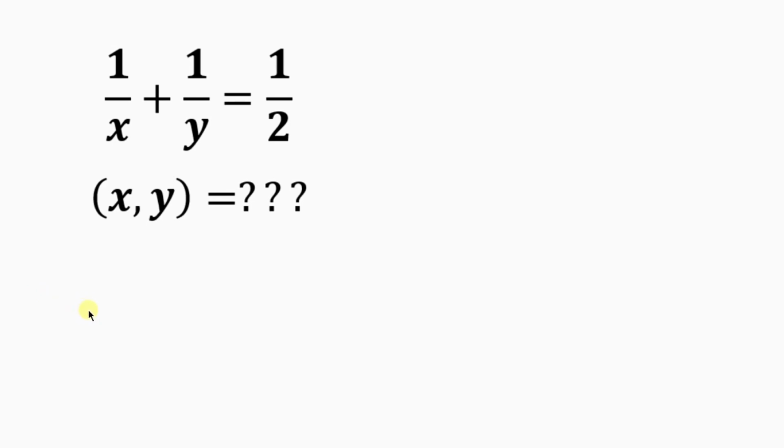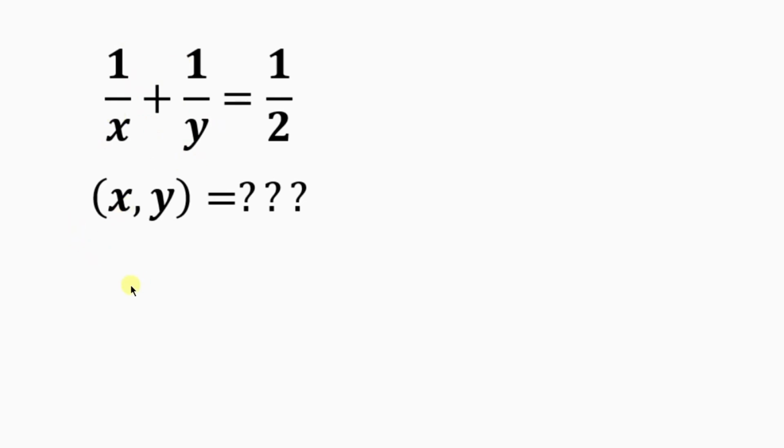In this video, we're going to find all values of x and y that satisfy 1 all over x plus 1 all over y equal to 1 all over 2. Well, our first step will be for us to combine the fraction on the left-hand side.